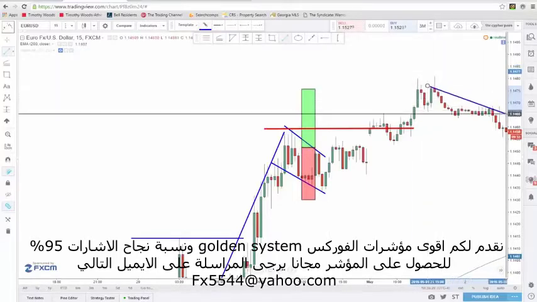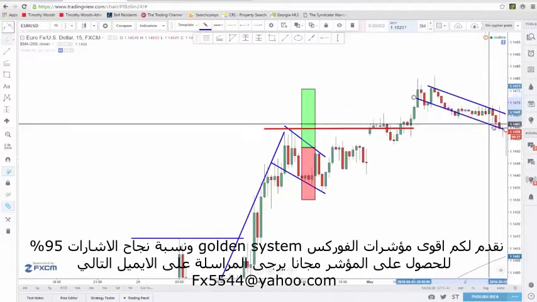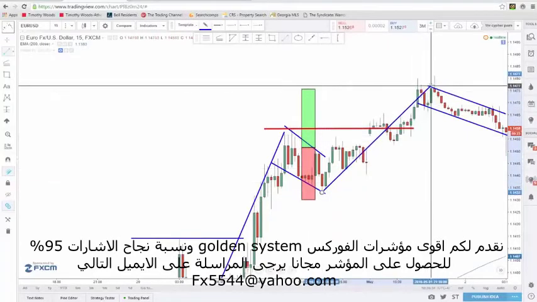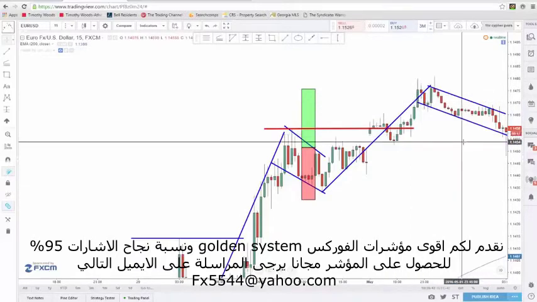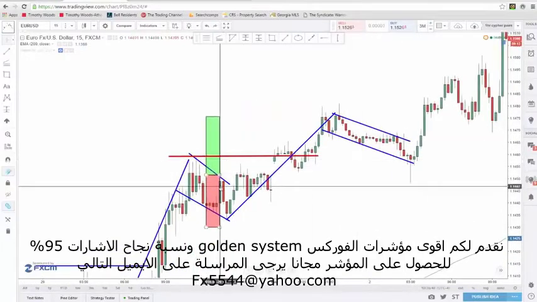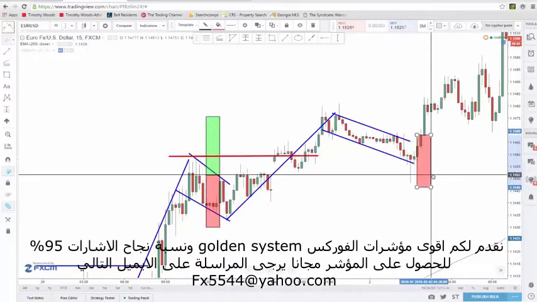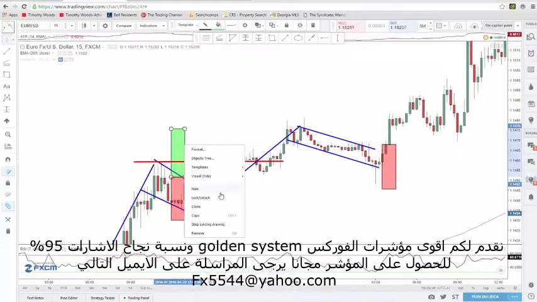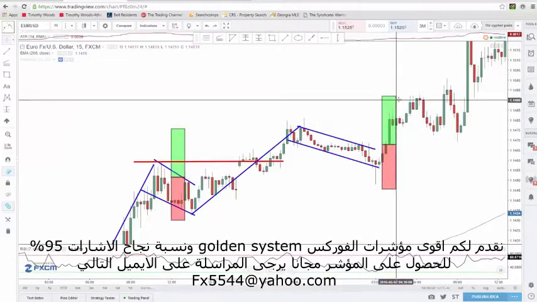from resistance to resistance. And the pole would be from here. Not that it really matters, but that's just how I've decided to draw these flag patterns out for you guys. Waiting for the break above, we got it. Now stops again below our previous swing there, and targets, assuming we're taking targets at a 1-to-1, close to where they're at already.